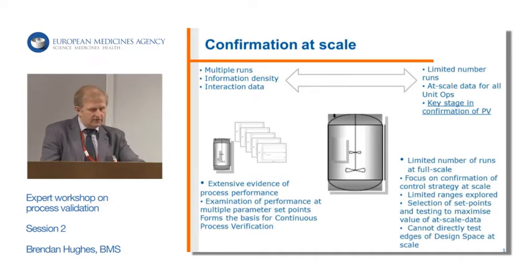But if we have an understanding of our process, we're not going to be able to explore all of the limits for all the parameters at scale. It's not possible. So one of the discussions we can have is what kind of study design can we run, a set of runs at scale that confirm that the process data we've elaborated at small scale is actually valid for the commercial scale.